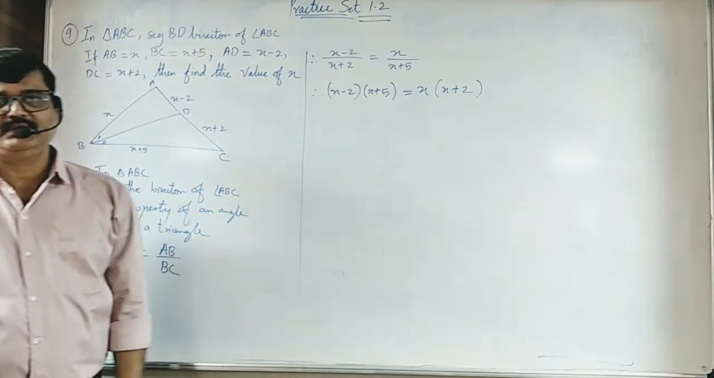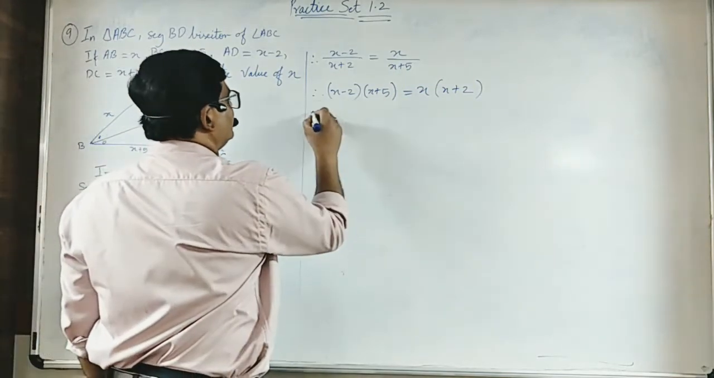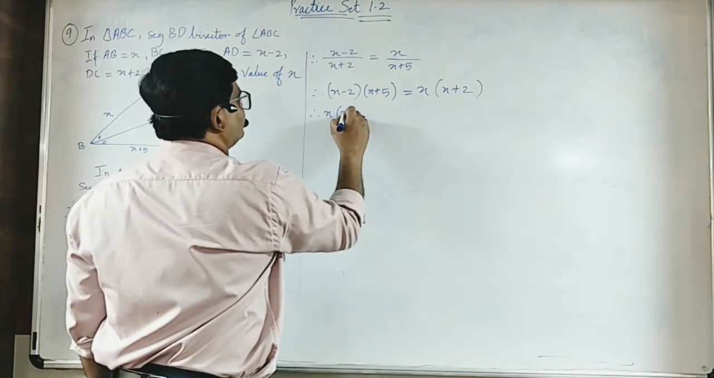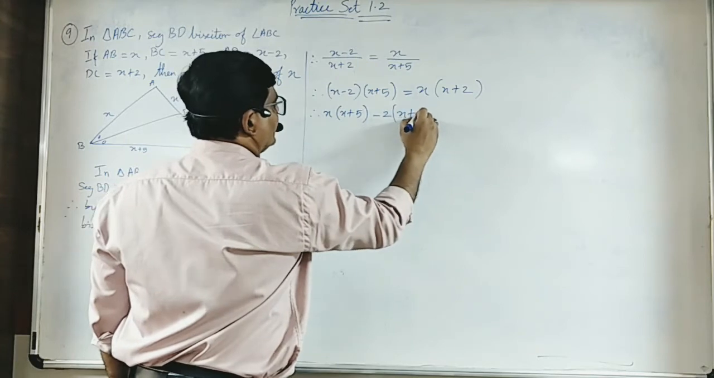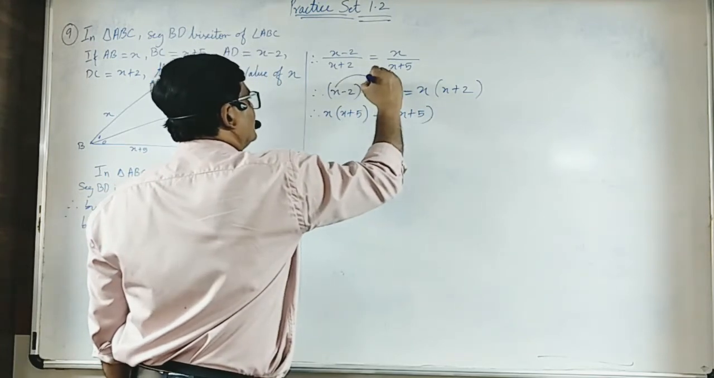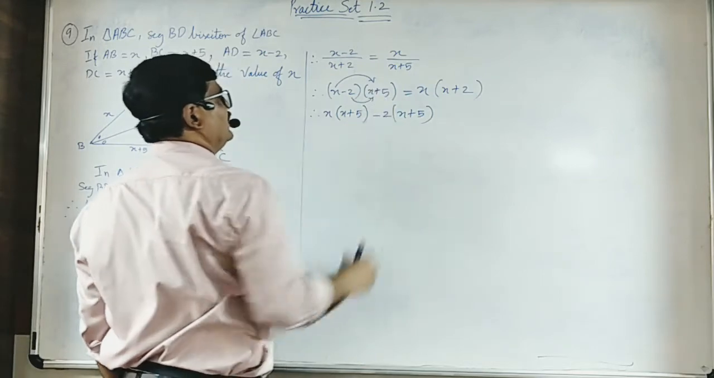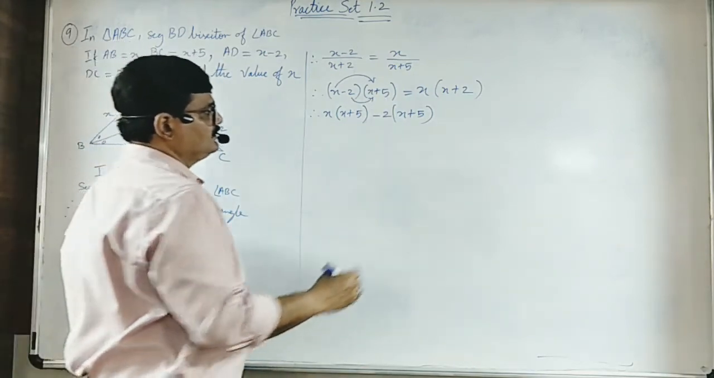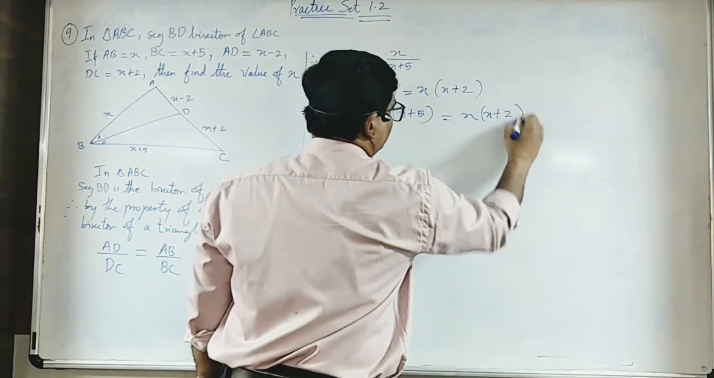You have algebra coming up. We have done this in the 9th standard also. This first x will go and multiply with what? x plus 5. And this minus 2 will go and multiply with x plus 5. This x will multiply with x plus 5, and minus 2 will multiply with x plus 5, is equal to, I will keep this here, x into x plus 2, as it is.